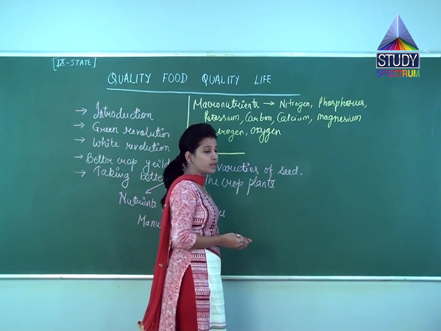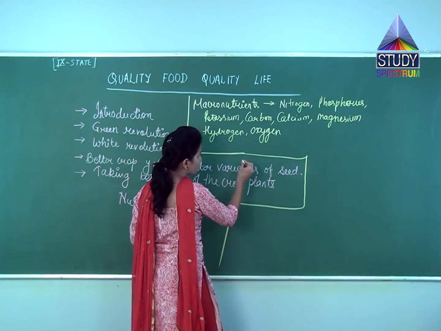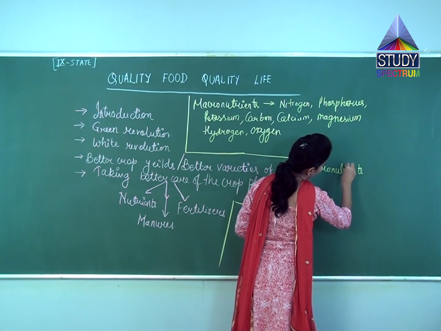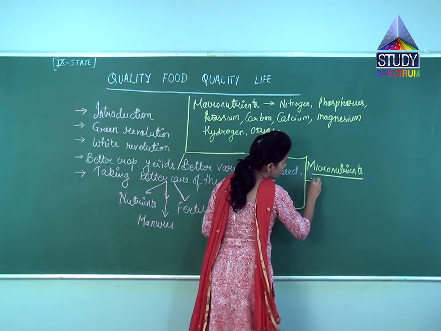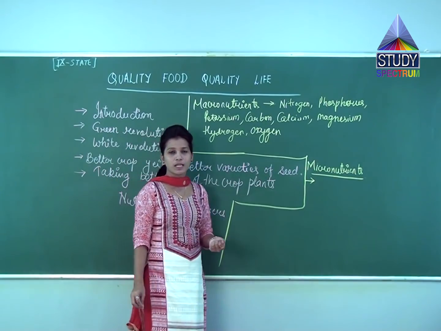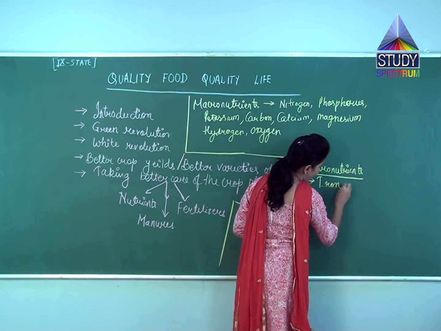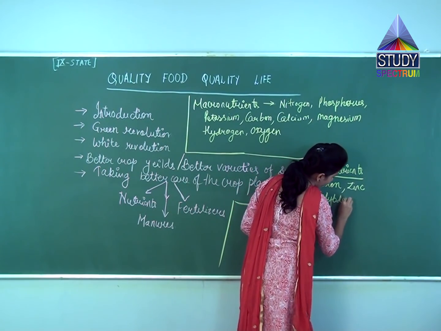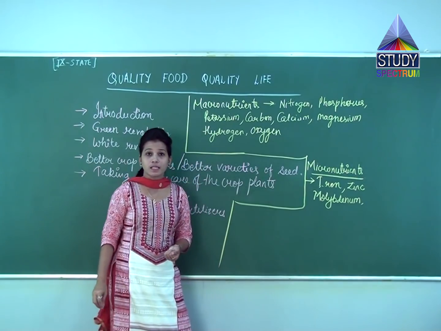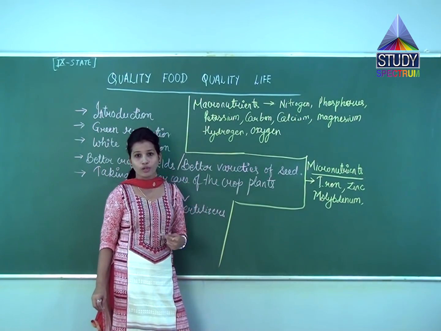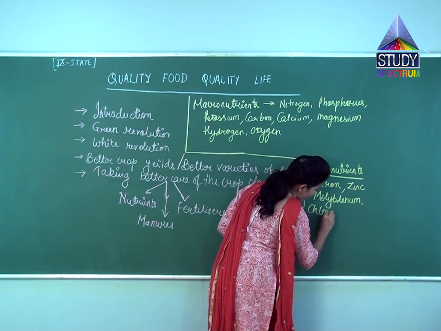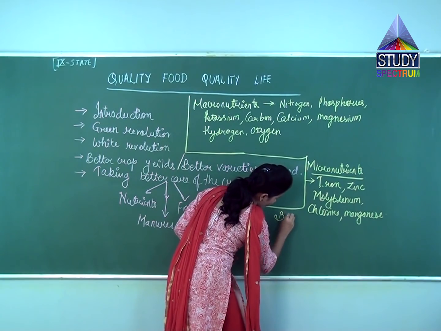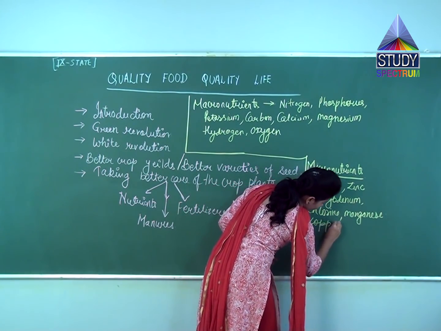The nutrients which are required in lesser amounts are called micronutrients. So let us see the micronutrients. The various micronutrients which are required by the plants are iron, zinc, molybdenum. Then there are certain elements like chlorine, manganese, boron, copper.